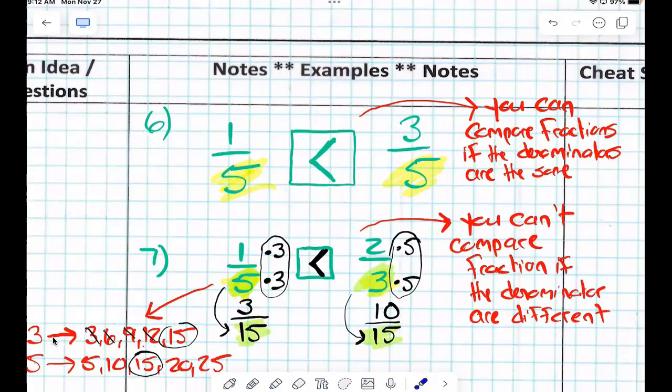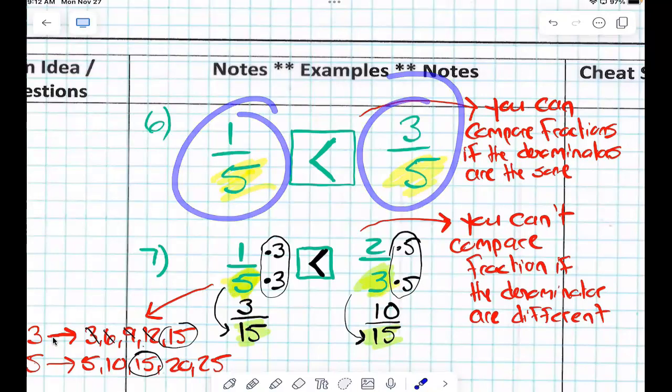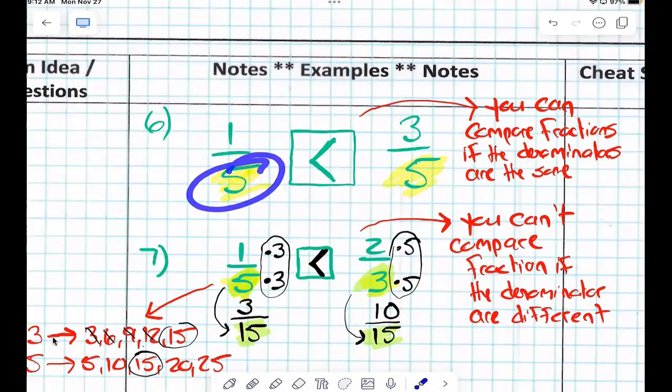All right, so number 6. We have this little box. When we have this little box here, we're comparing fractions, right? Yes. Look at the denominators. We started with 1/5 and 3/5. That was the problem you got, right? Yes. What do you notice about the denominators? The same. We call that the what method?